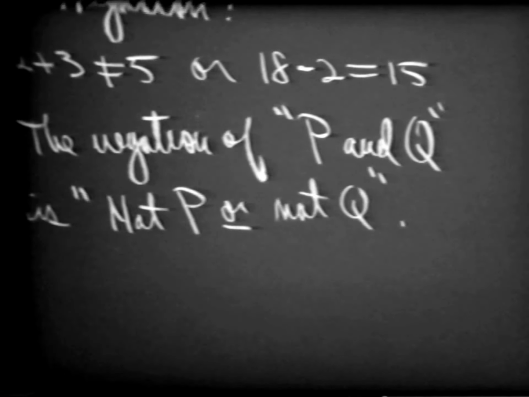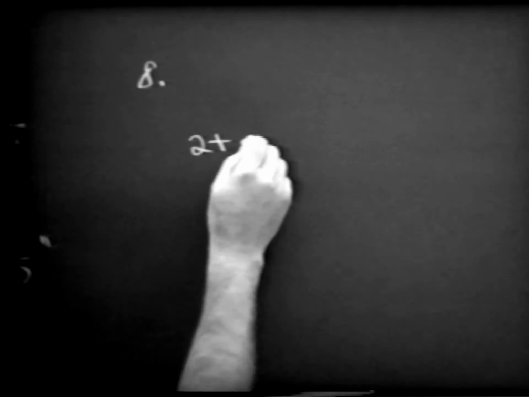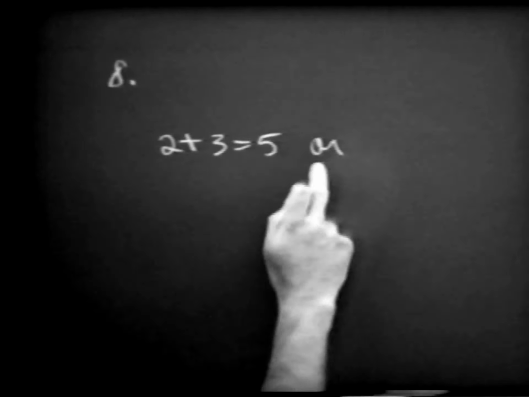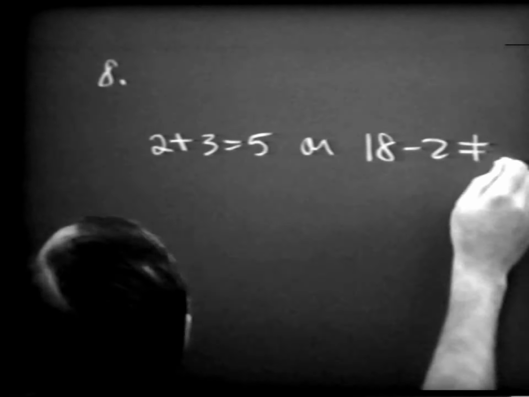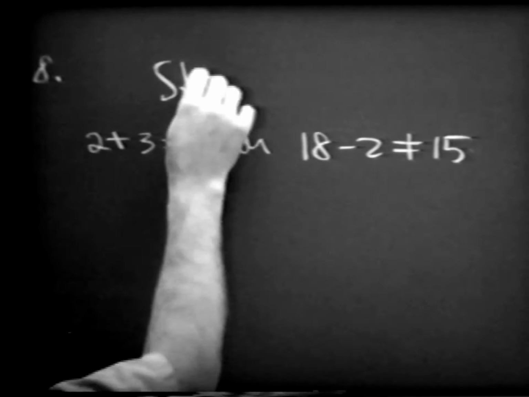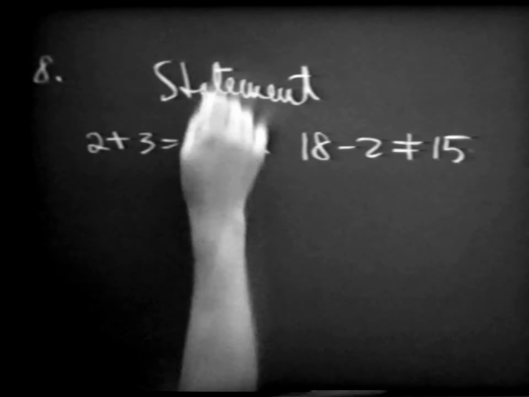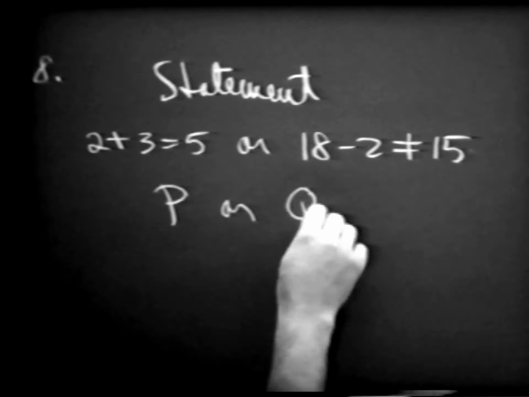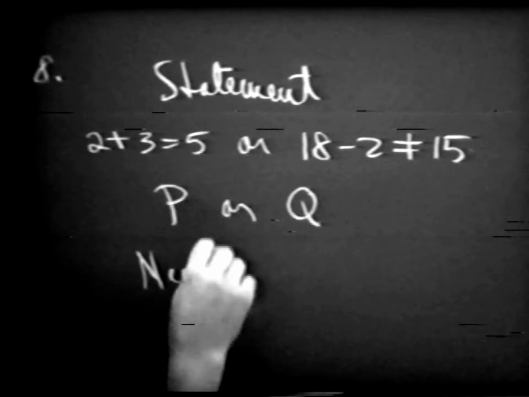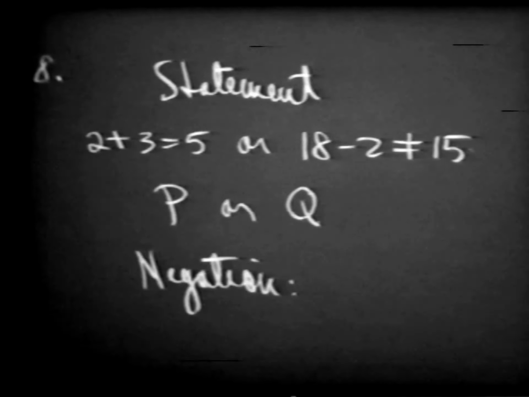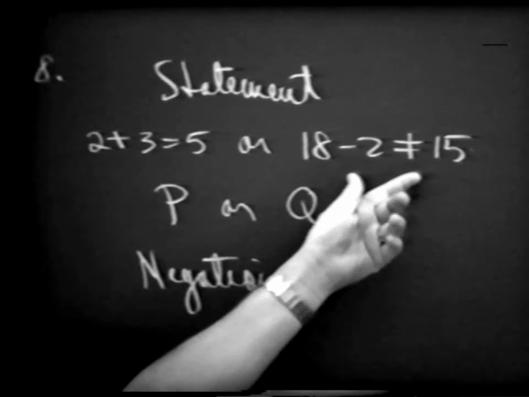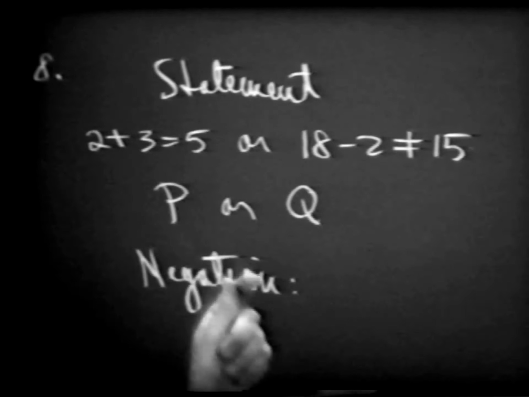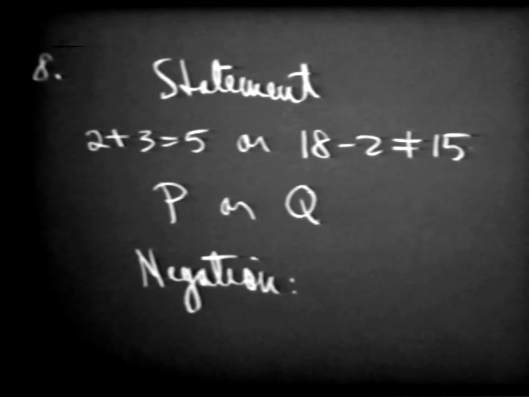Or not Q. And let's do a last example, which I think is going to illustrate the use of the word or. We have 2 plus 3 is equal to 5, or 18 minus 2 is not equal to 15 as our original statement. Using the same symbolism, here we have P or Q. Now what we would like to do is to write the negation of this. Here we have this or this. Certainly this statement is true. So what we now would like to do is to write some statement which is going to be false.